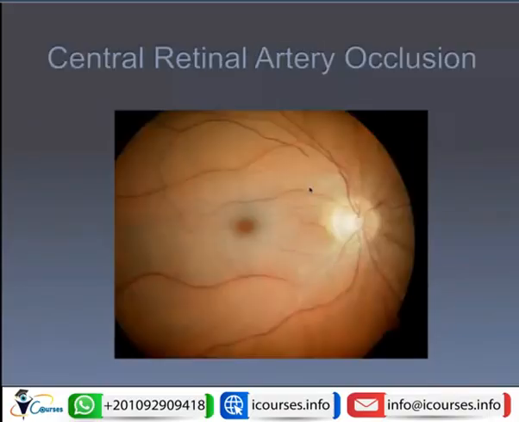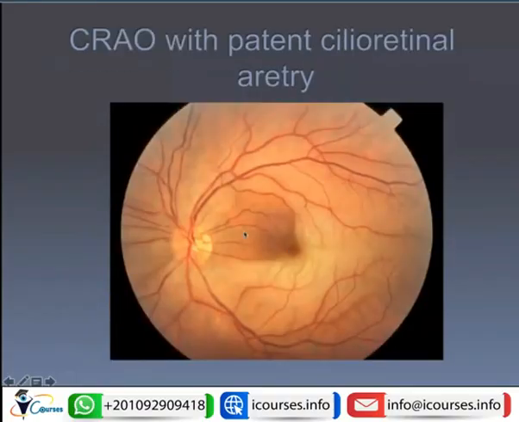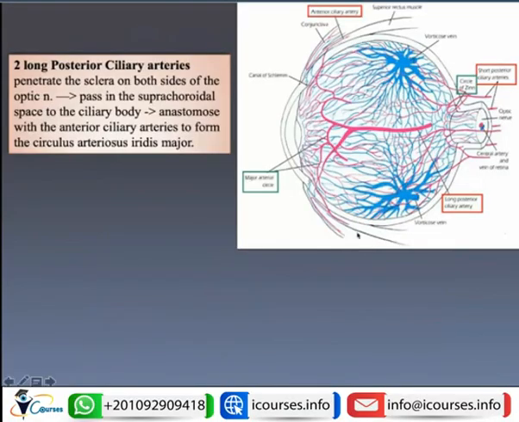As I told you, this is the healthy retina, and this is the central retinal artery occlusion, causing a complete loss of vision due to loss of blood supply to the inner layers of the retina. However, if this patient is lucky, he may have a temporal cilio-retinal artery, which is a branch from the ciliary circulation that will supply the macula and the optic disc. So this patient will have preserved central vision. This is the short ciliary arteries, and this is the circle of Zinn.